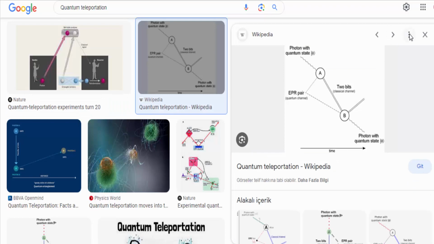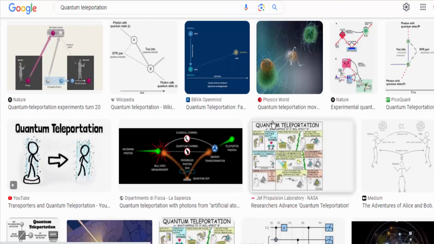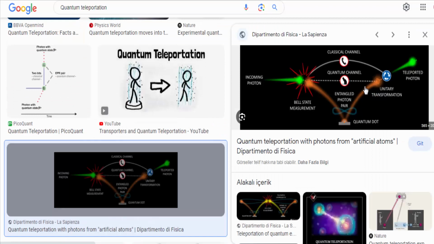The concept of quantum teleportation was first proposed by Charles Bennett, Gilles Brassard, Claude Crépeau, Richard Jozsa, Asher Peres, and William K. Wootters in 1993. It relies on a phenomenon known as entanglement, and involves a process that generally follows these steps.